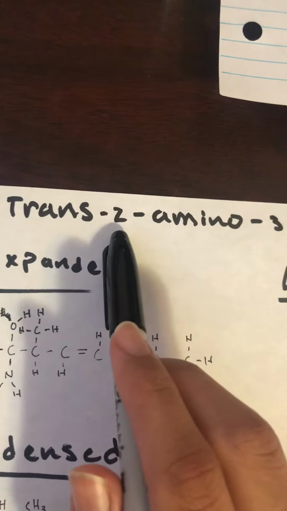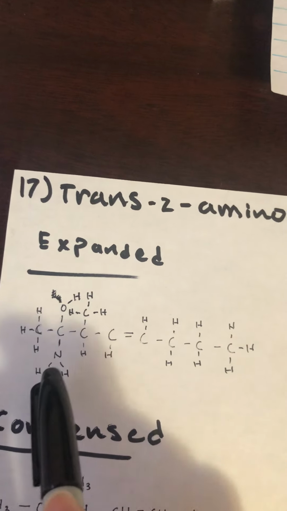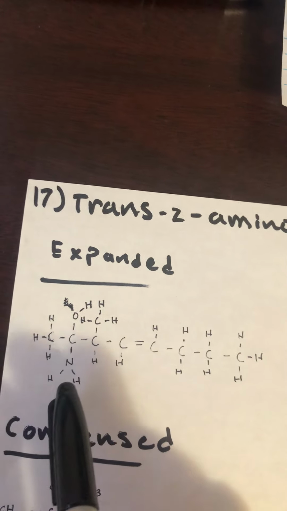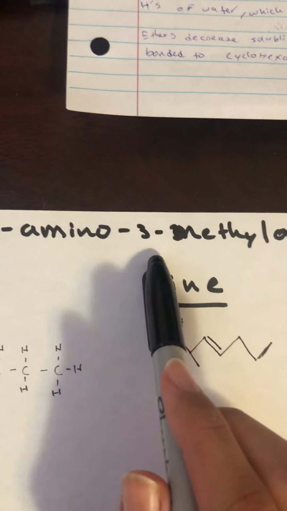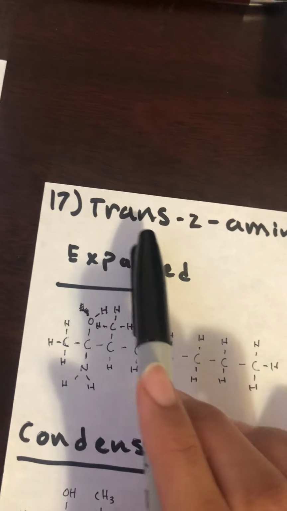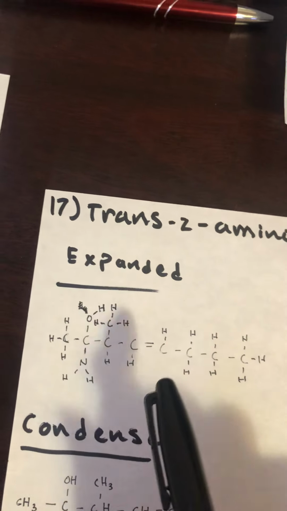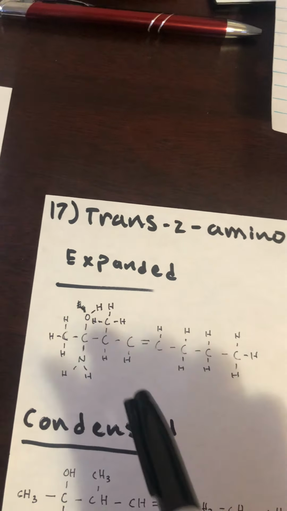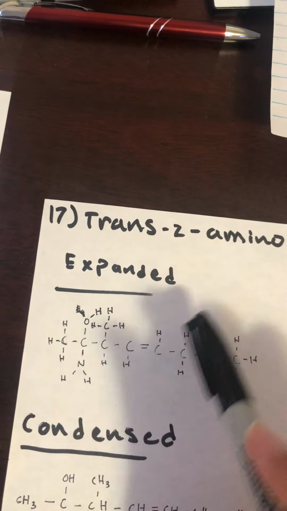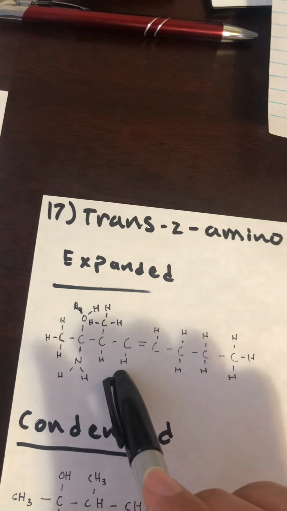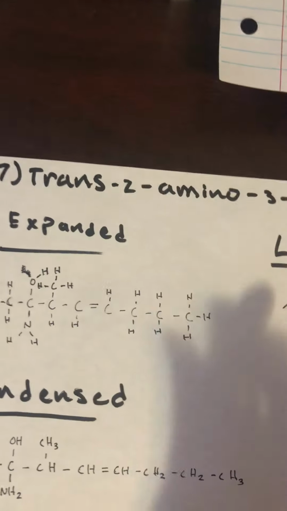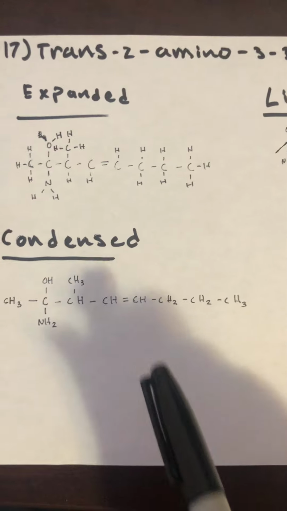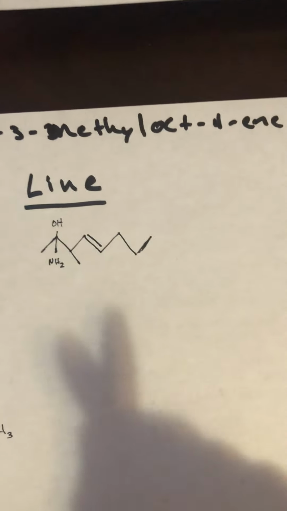It also tells me there's a 2-amino, so on the same carbon there is an NH2 group. So I drew an NH2 group here. And on the third carbon, there's a methyl group. So I drew a methyl group right here. Over here it says trans. So this tells me that the hydrogens should be on opposite sides instead of the same sides. So I drew one hydrogen here and one hydrogen there. So this is the expanded structure I got. Here is the condensed formula. And here is the line structure.